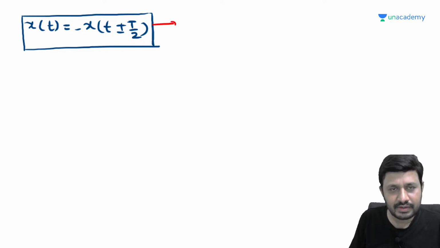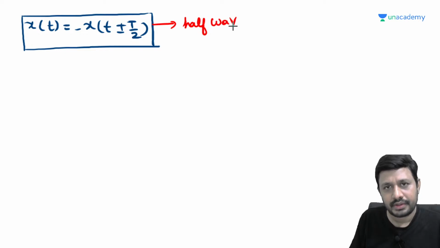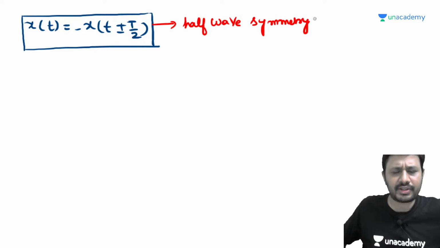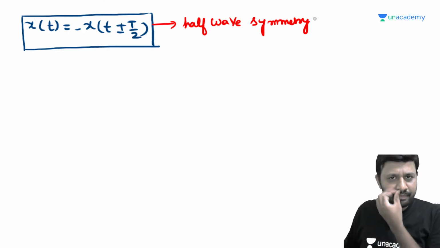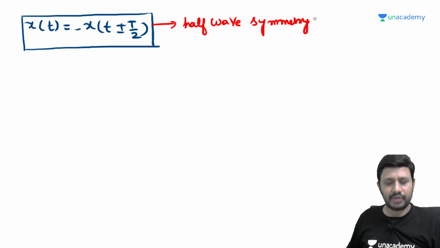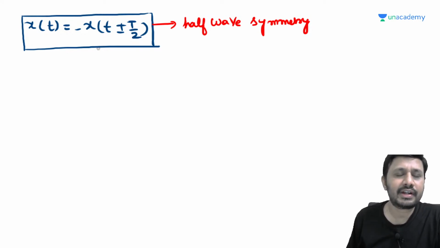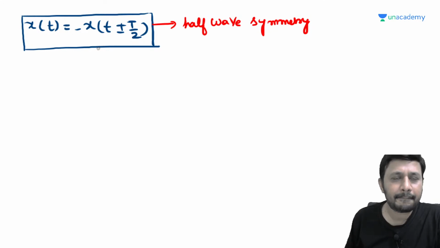What are these known as? Half wave symmetry. How to verify whether a signal is half wave or not, with the best procedure I will tell you, don't worry. But before that, you understand what is half wave symmetry. A signal, if it wants to be half wave symmetric, must satisfy this condition: x of t is equal to minus x of t plus or minus T by 2.